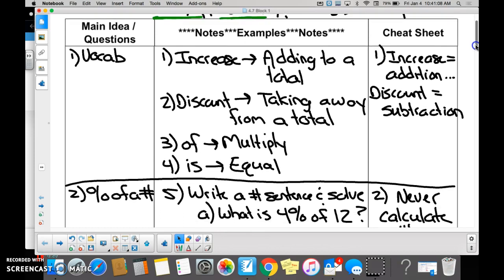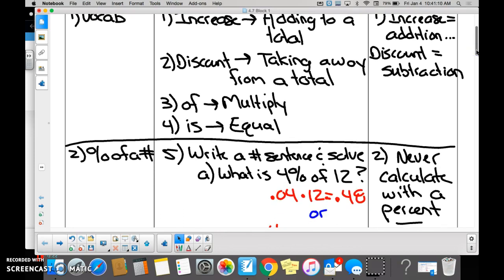Increase, decrease, or discount, you know what they are. "Of" is a big one. What's "of" mean, you guys? And what does "is" mean? Equal. Okay, cool. Percent of a number. We were writing number sentences.